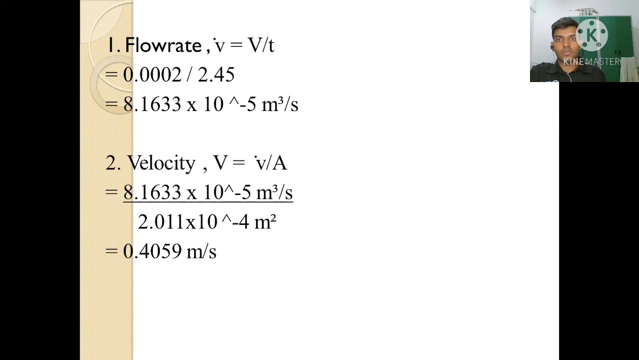So for the flow rate, the formula is volume over time. So the value of flow rate is 8.1633 times 10 to the power of negative 5 meter cube per second, and the formula for velocity is flow rate over area. And after calculating, the value is 0.4059 meter per second.